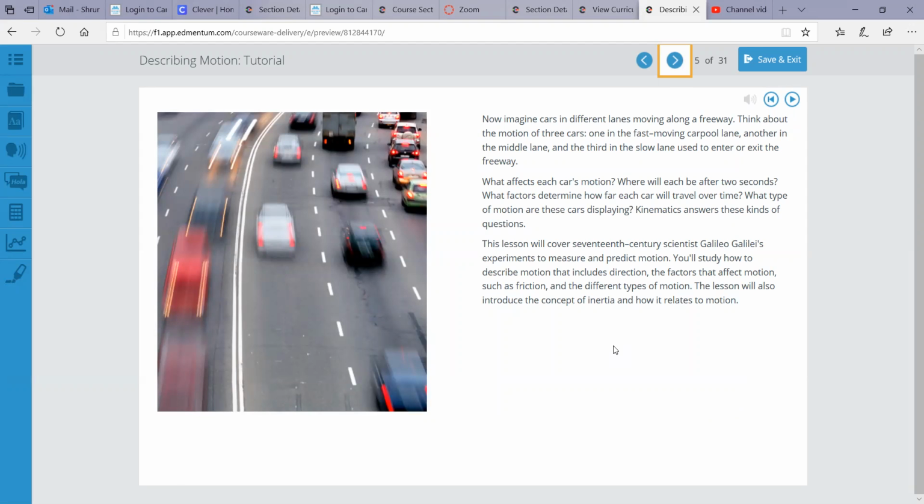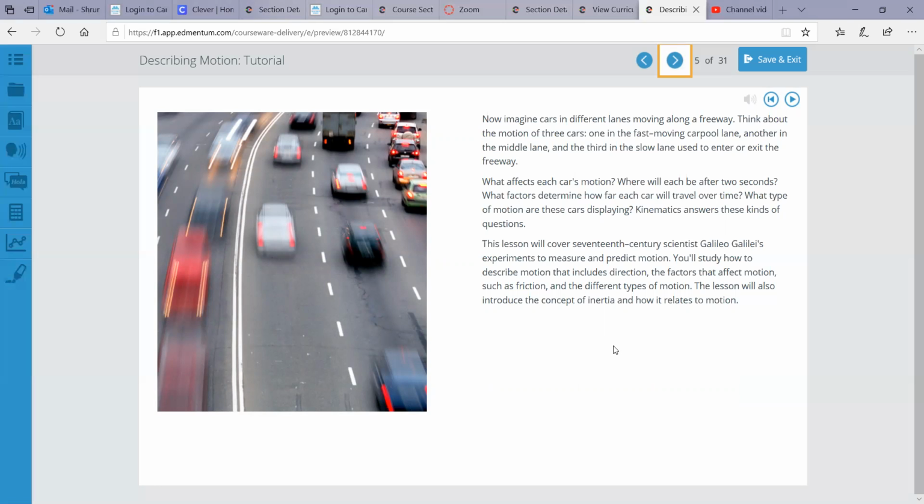Now imagine cars in different lanes moving along a freeway. Think about 3 cars in motion. One is fast, moving in the carpool lane. There's one in the middle lane. And then the third car is the slowest, in the slow lane to the right, which is used to enter or exit the freeway. So we have the fastest, the middle, and the slowest lane.